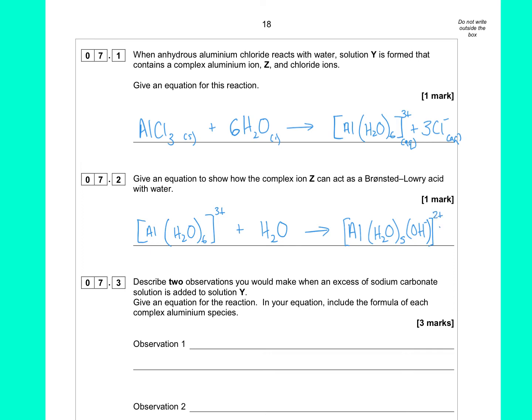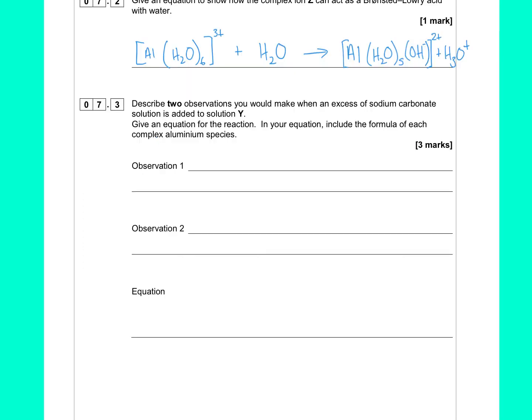I've run out of space a little bit here, but so plus H3O+. So it acted as an acid, it donated a proton. Then it asks for 2 observations that you would make when it reacts with excess sodium carbonate. So if you remember, when aluminium hydroxide reacts with sodium carbonate, it acts as an acid, therefore it fizzes and gives off carbon dioxide, and you also get a white precipitate formed.